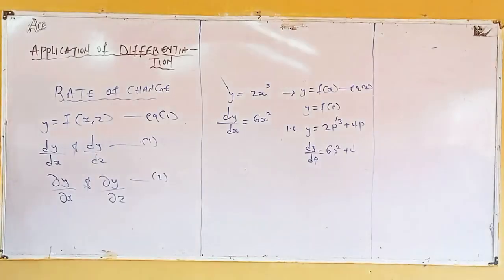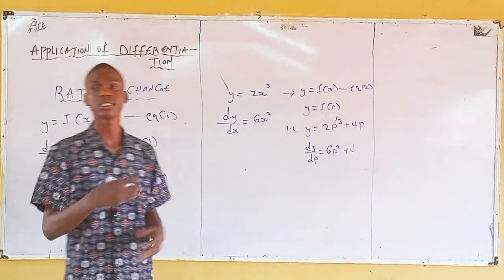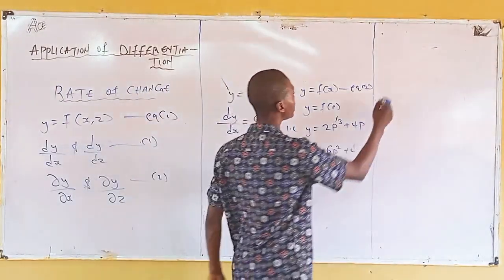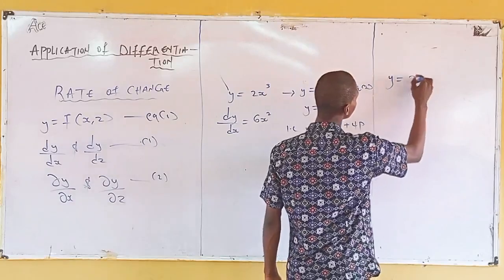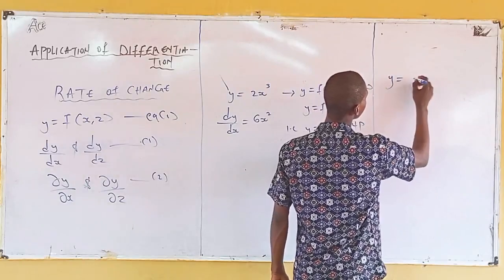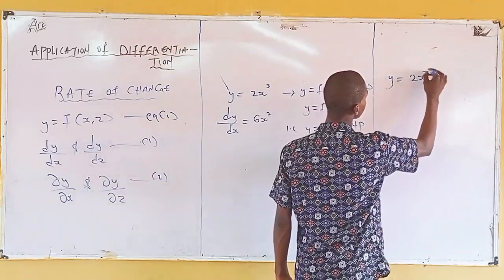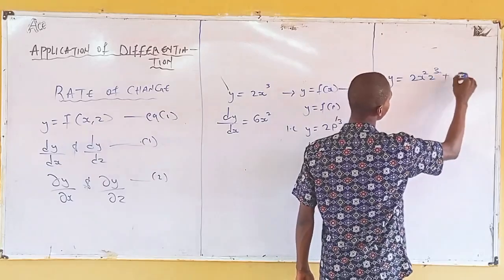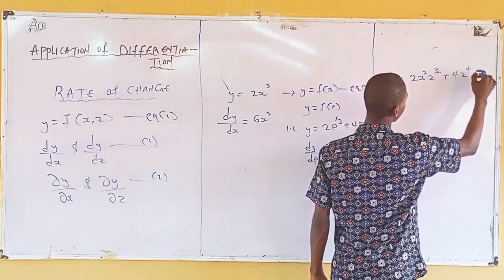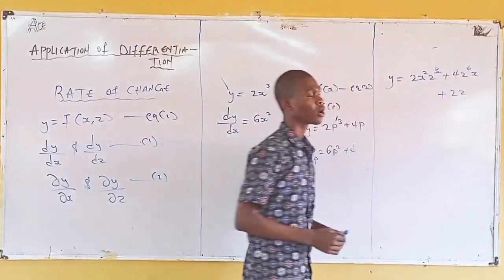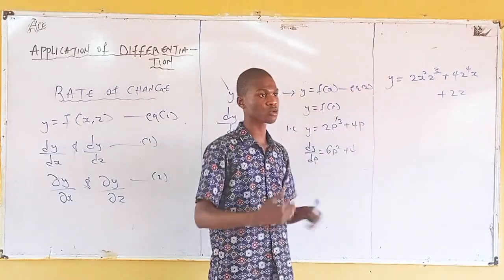And it is not just called normal differentiation, it is called total derivative. Now, let's see how it works. Given that y is equal to 2x squared z raised to power 3 plus 4z raised to power 4x plus 2z. This is an equation given to us.